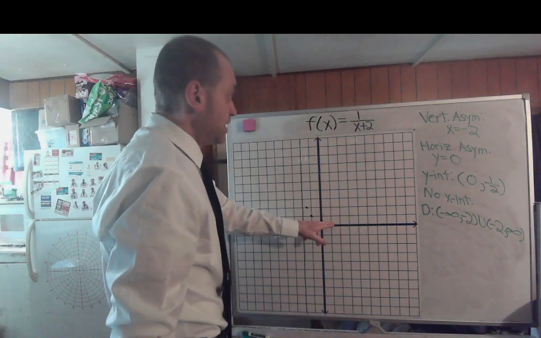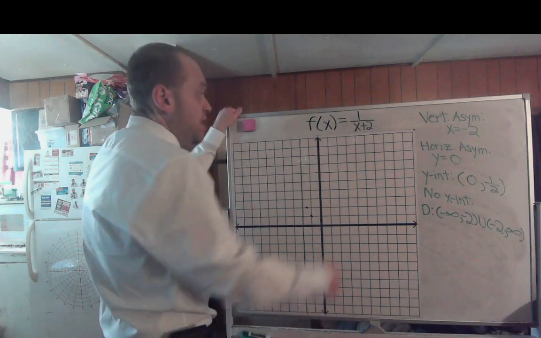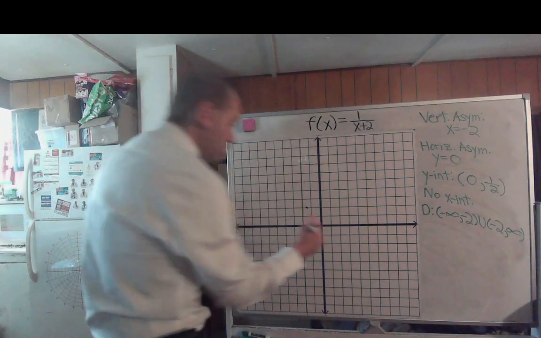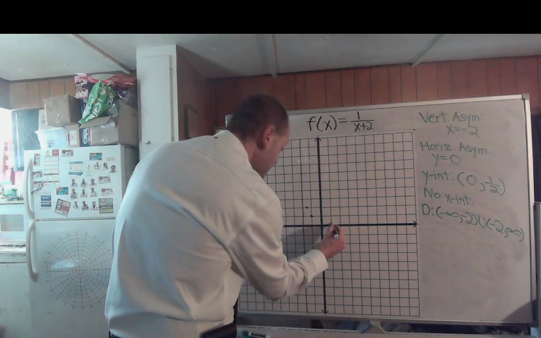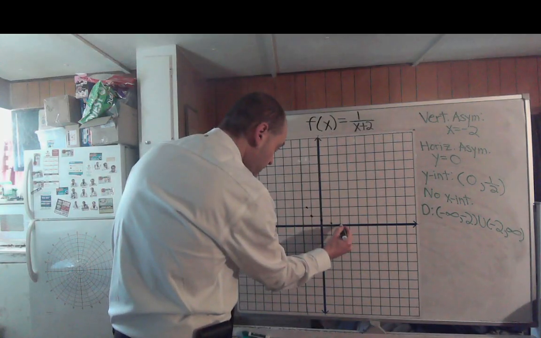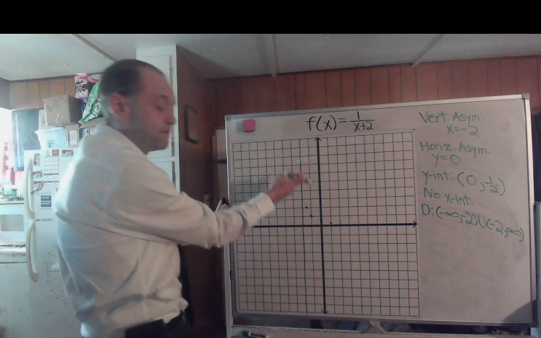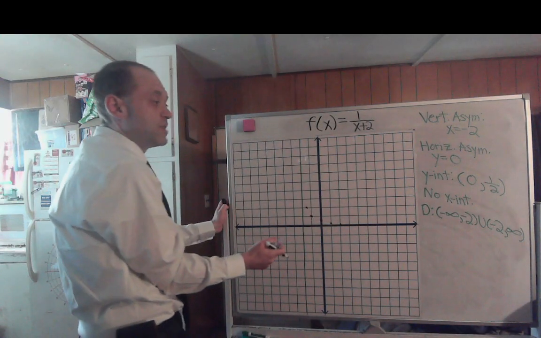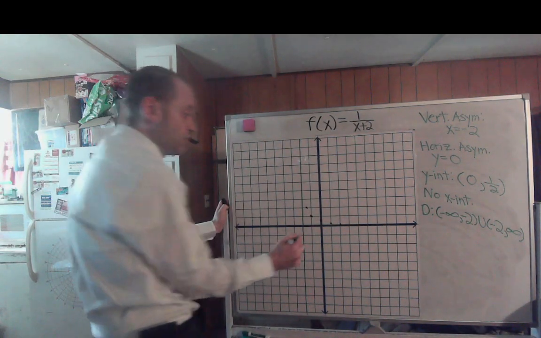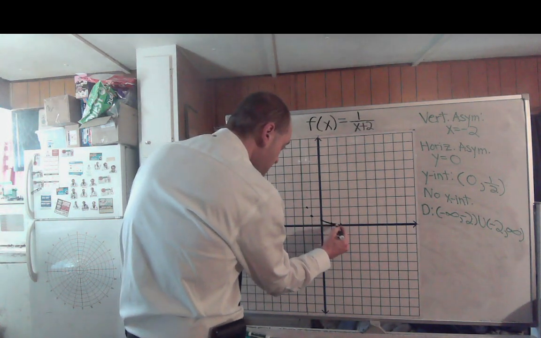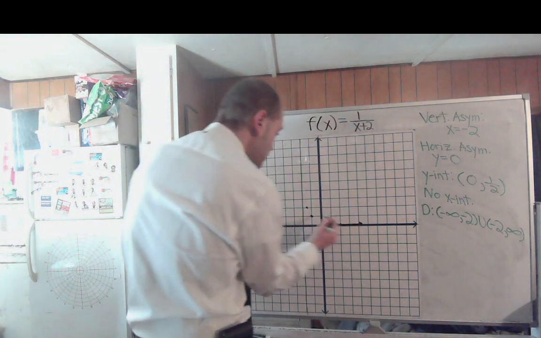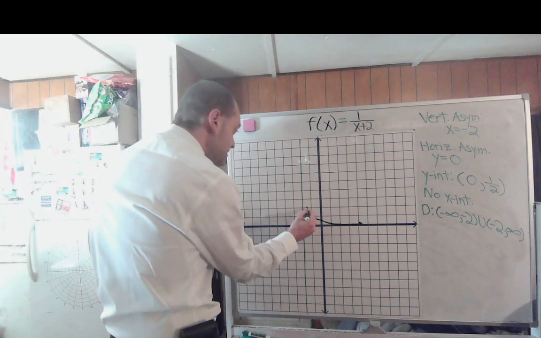Alright, let's make x 1. If x were 1, you would get 1 over 3, which would be down here. If x were 2, you get 1 over 4, which is even lower. So you get infinitely closer and closer to that y value of 0, but you never reach it. So the graph is going to look something like this.